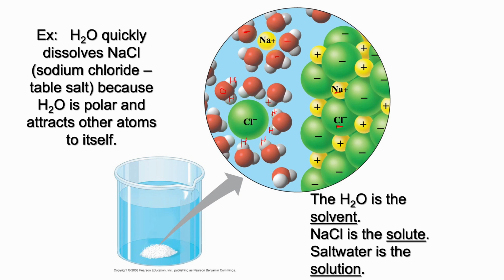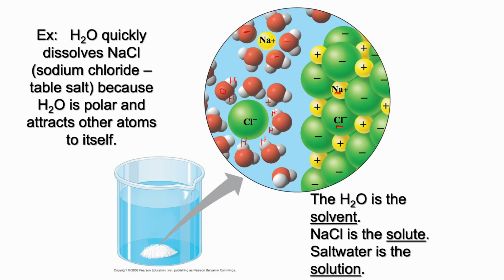Well, the sodium is carrying a positive charge. So again, opposites attract. The negatives on the oxygen are going to attract to the positive sodium. So my oxygens are pulling the sodium out of the sodium chloride.